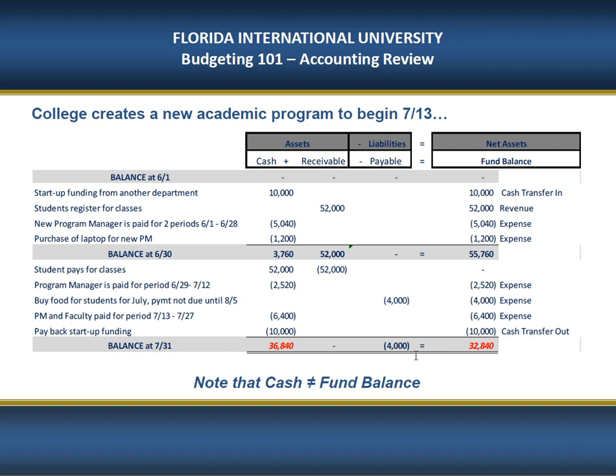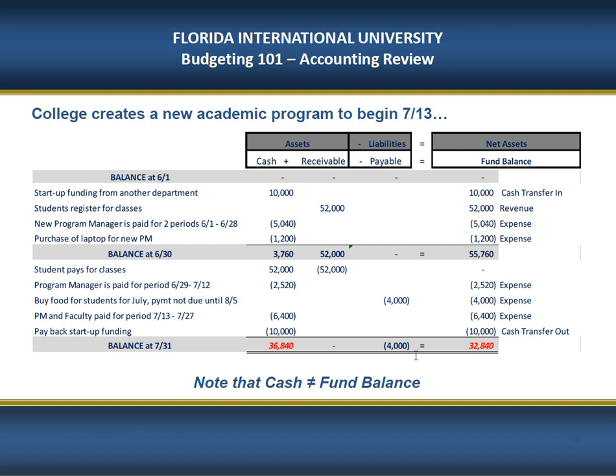At this point, near the end of July, we have already made enough money here that we can pay back that original startup funding. We're going to process a cash transfer out. It's going to reduce our cash. It's going to reduce also our fund balance. And the money is going to be sent back to the other department.